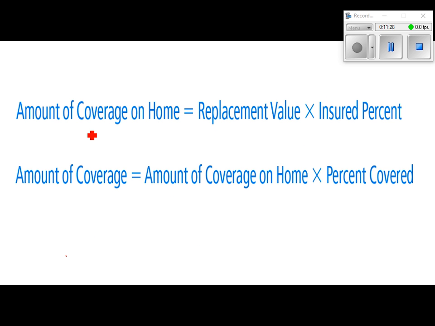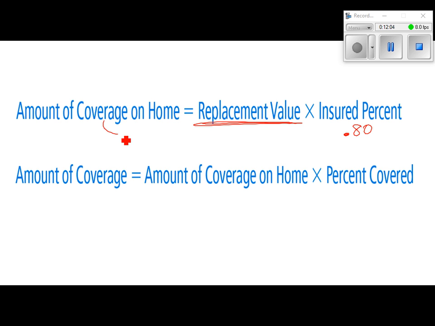The amount of coverage on your home: your replacement value, they'll probably give you that, times the insured percentage. So you can insure the house for 100%, 90%, 80%, 75%. The smaller the percentage is, the cheaper your insurance is going to be. So that's why you wouldn't always cover it for 100%. So you just multiply those two. If it's 80%, then remember you multiply by like 0.80, whatever the replacement value is.